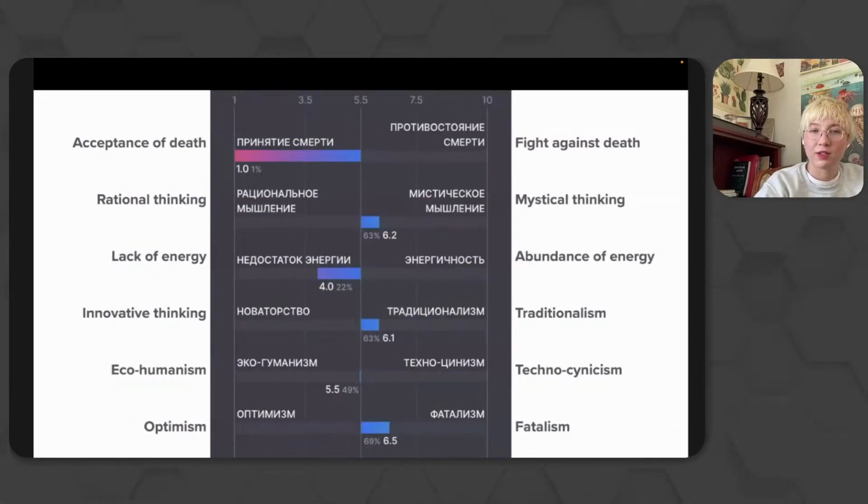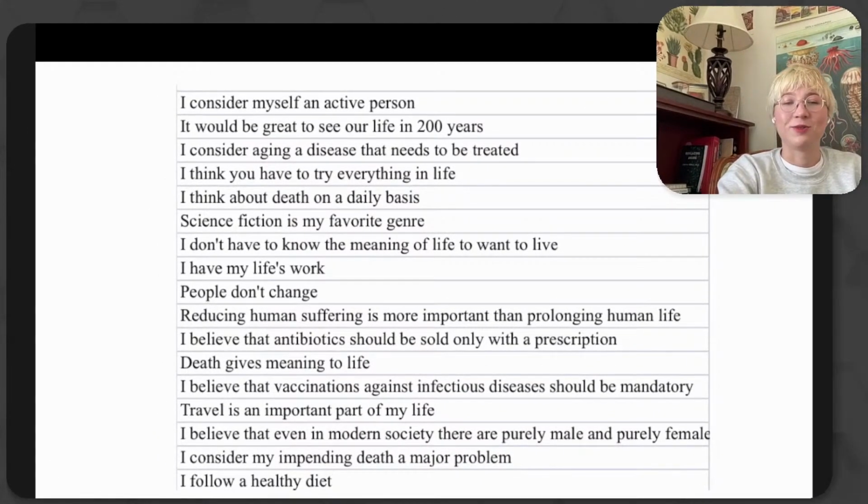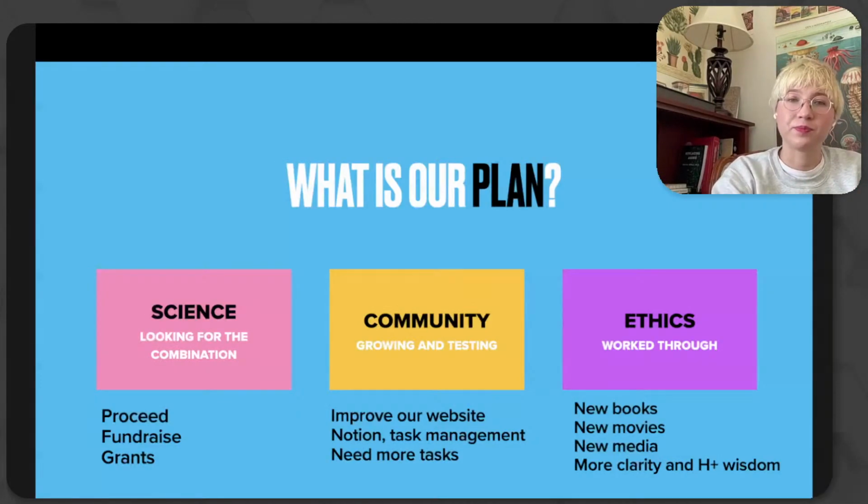And examples of the questions that we ask: I don't have to know the meaning of life to want to live. Science fiction is my favorite genre. I think about death on a daily basis. Travel is an important part of my life. So these are the types of questions that we ask, and some other questions here.